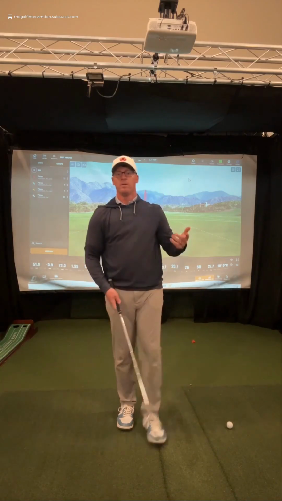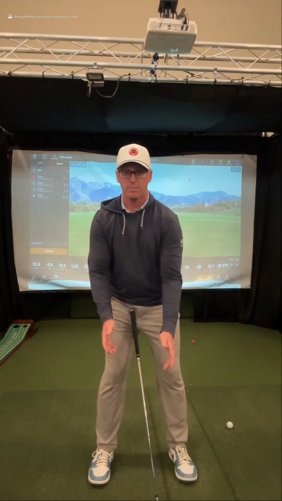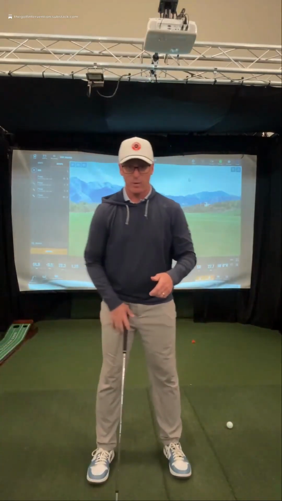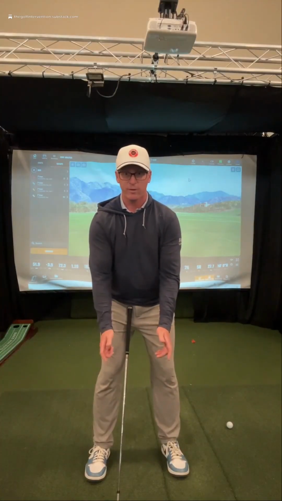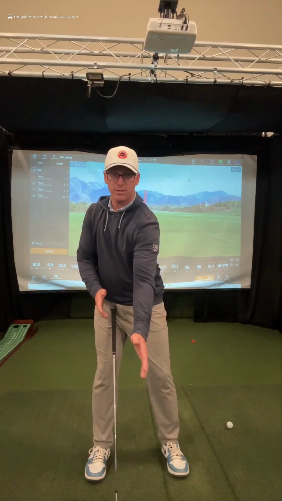What we also get is, as I'm creating this push and pull, ideally, what we like to see is I'm using my rib cage and my legs to create this nice push and pull action here.